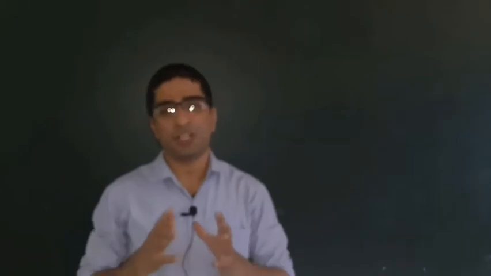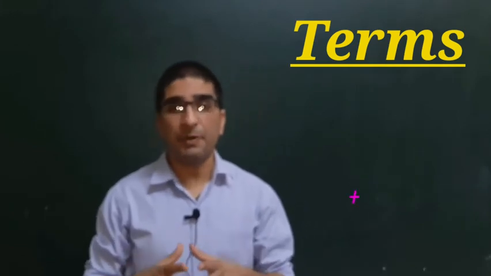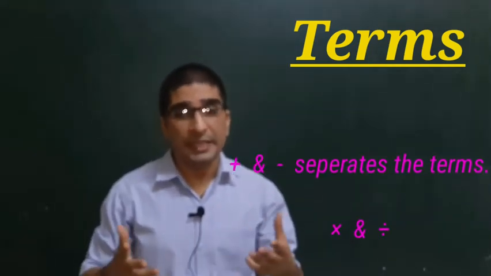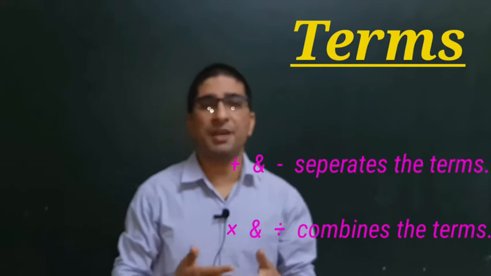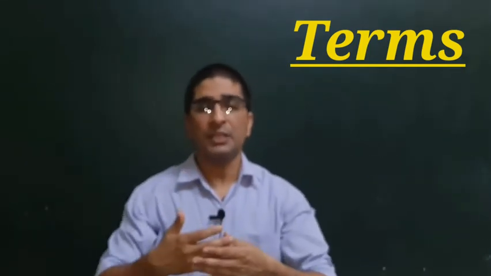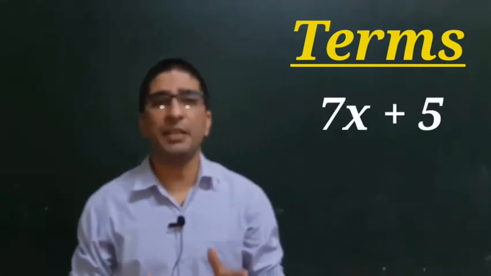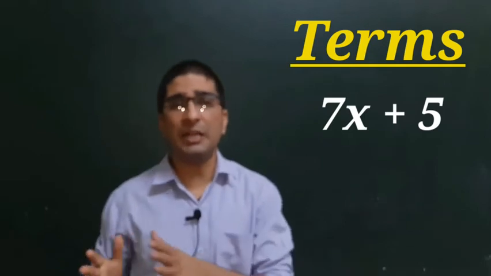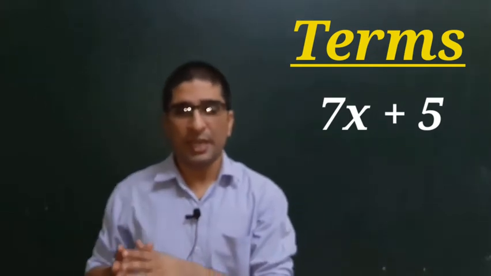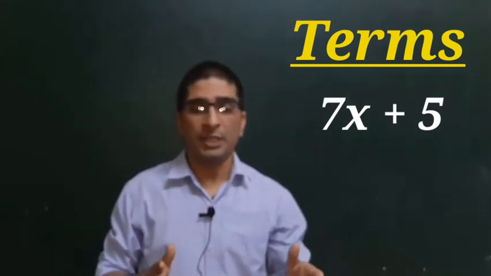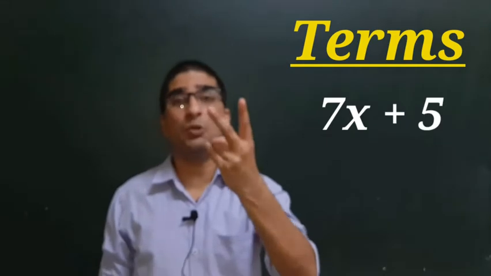Friends, the next point is terms of an algebraic expression. The terms of an algebraic expression are separated by plus and minus, and they are combined by into and divide. When two terms are multiplied together, these two terms are considered as a single term. Here in the 7x plus 5, 7 and x are multiplied. So 7x becomes a single term. It is a product. And plus, now another term we will get is 5. That means here we will have 7x as one term and 5 as another term. So we will have two terms here.